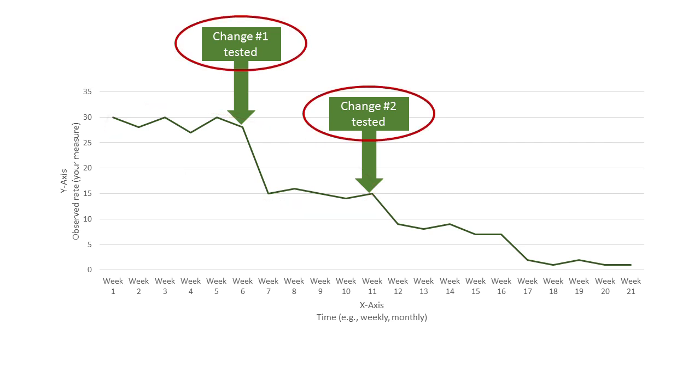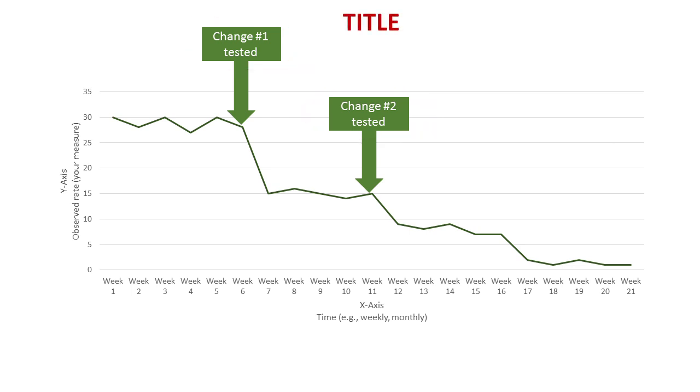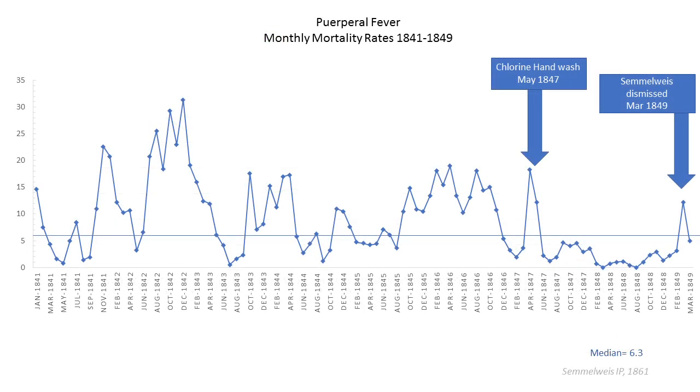Then annotate your improvement interventions directly on the run chart. This will help you identify which changes made the greatest difference. Add a title to the chart, and if not easily evident, indicate which direction is better with an up or down arrow. Let us now look at an example of a real-life run chart.